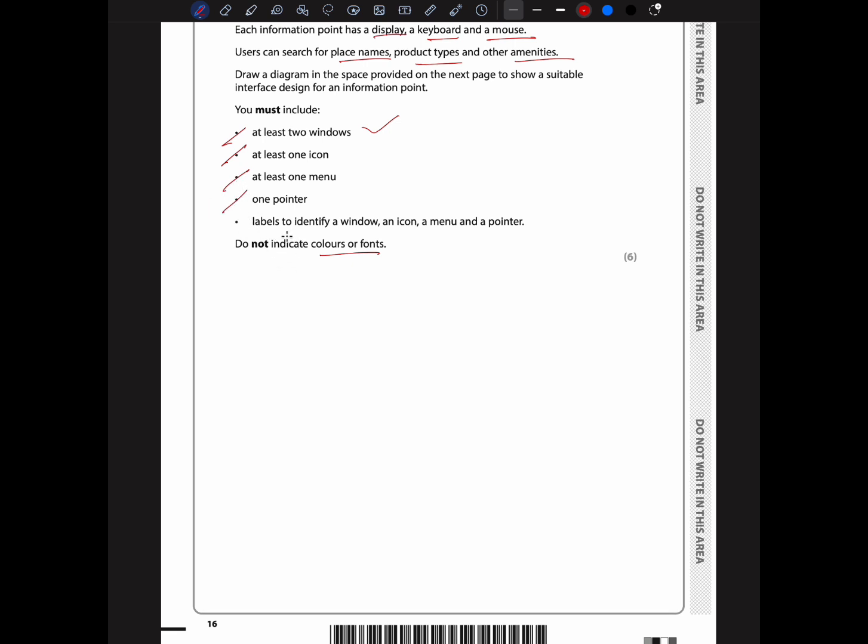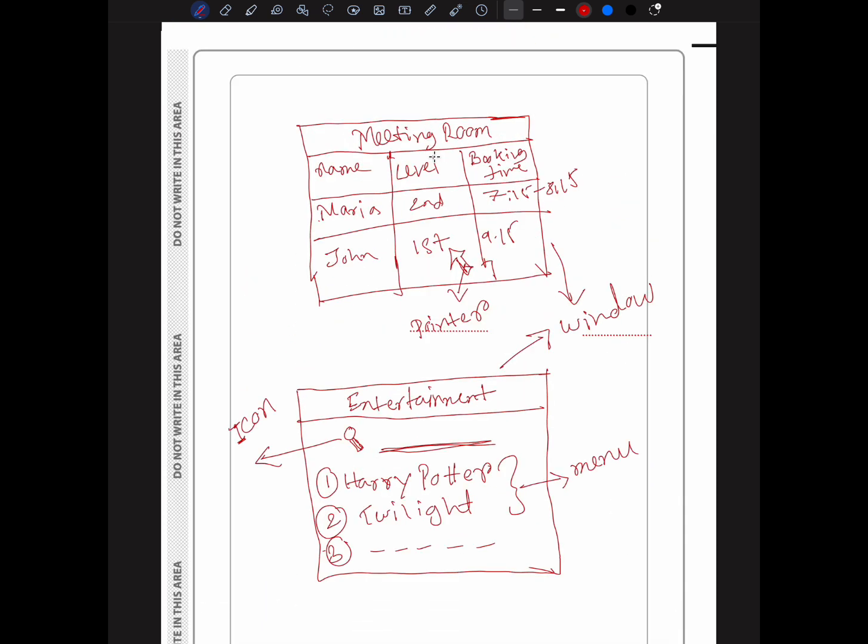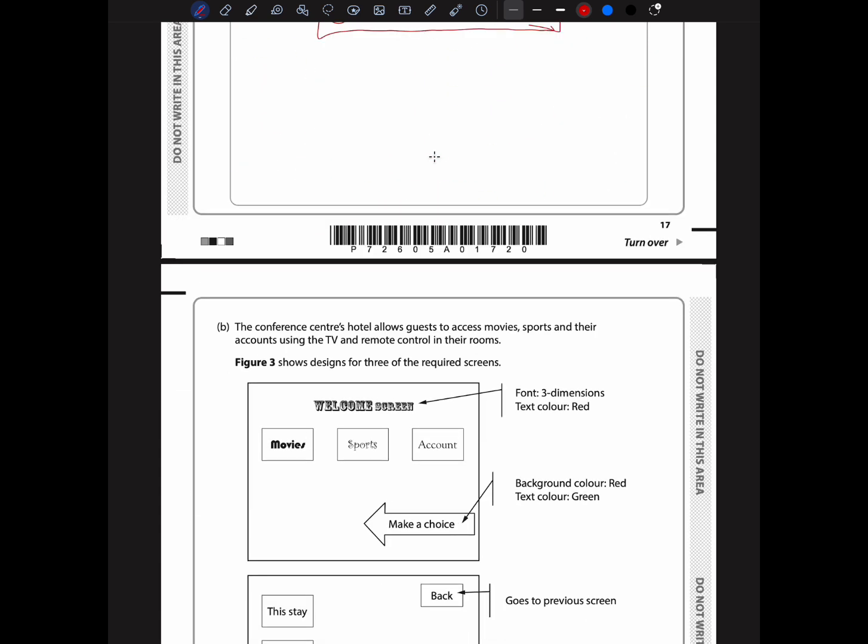Now they're saying to label to identify window, and we already did an icon, menu, and a pointer. So everything is done. So the diagram for the two windows will be like this for question number 6A. Okay, now we'll move to question number B.